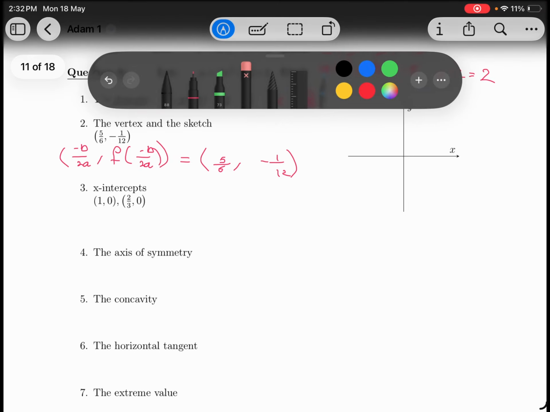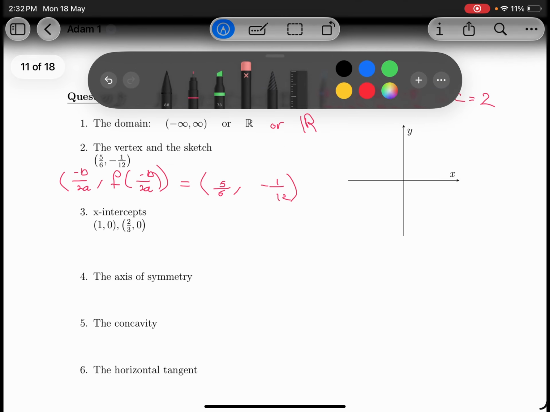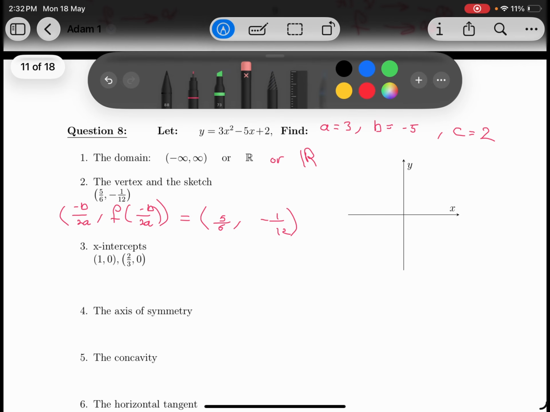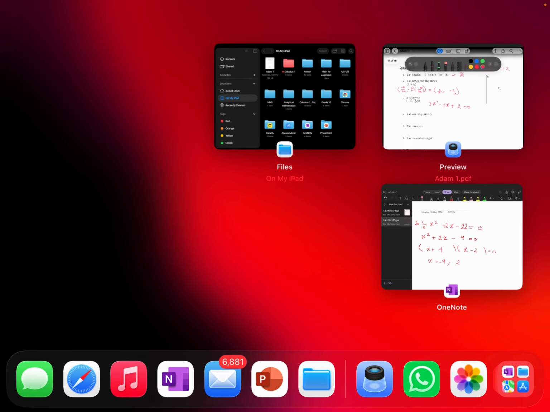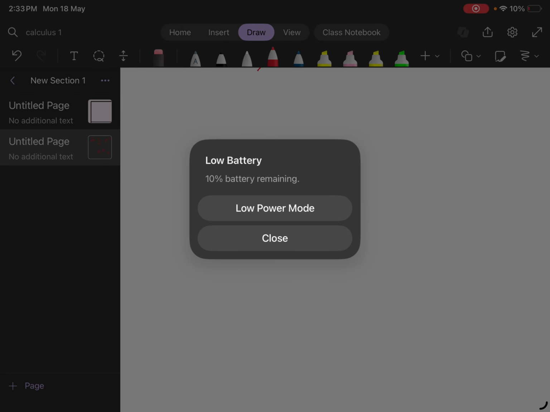I will switch to another platform to find the x-intercept. In total, what I will do here is take this 3x² minus 5x plus 2 and make it equal 0. I will solve it here and we'll be back to that file again.